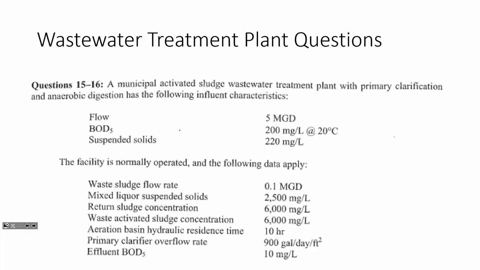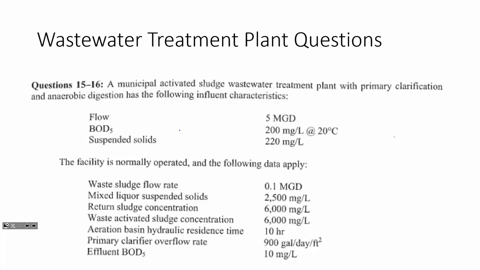So we're told for questions 15 and 16 that we have a municipal activated sludge wastewater treatment plant with primary clarification. So this is going to be primary sedimentation. We'll be talking about this in class here in the next couple weeks with the following characteristics. So we know that as a flow, it's treating we have a flow rate here through the system of 5 million gallons per day. It gives us our BOD5 concentration at 200 milligrams per liter. We're given suspended solids, and then we're given some additional information about the normal operation of the facility.